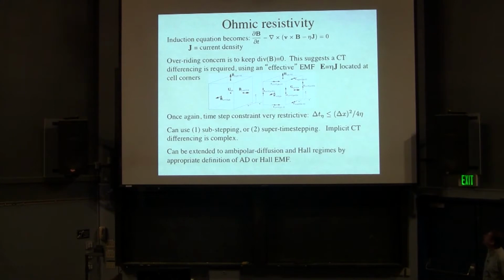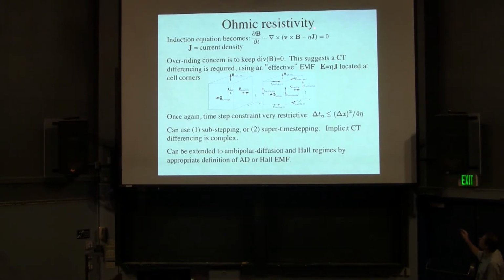Ohmic resistivity. Let's try thinking about adding another diffusive process to the induction equation now instead of the momentum or energy equation. Let's add ohmic resistivity. That's due to collisions of electrons with neutral particles, which produces diffusion, degrades how they can move, and so produces a resistive electric field which resists motion. And so mathematically it's just added as another curl term in the induction equation.